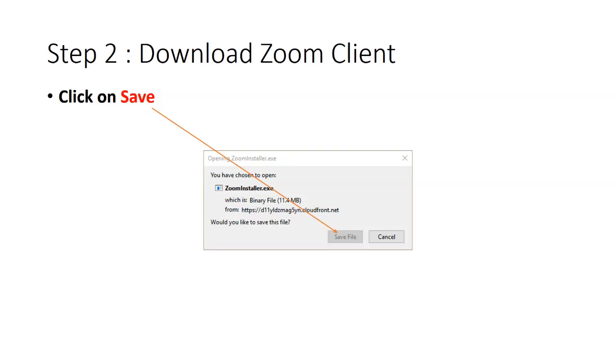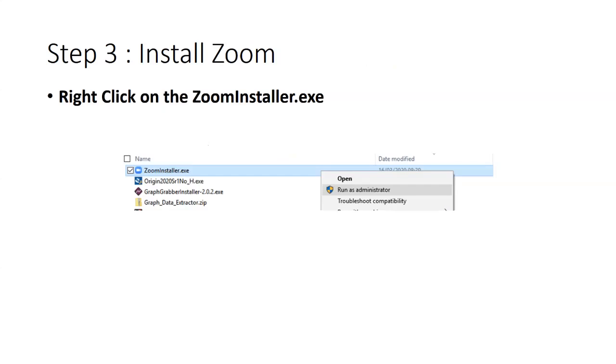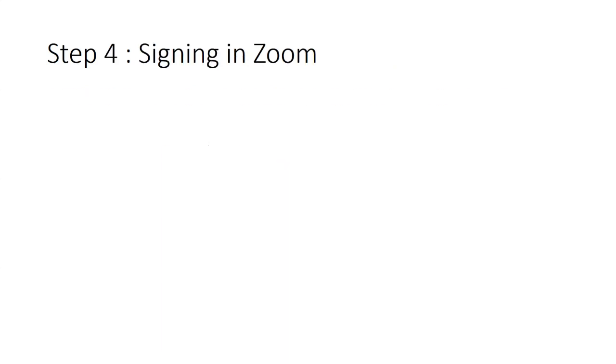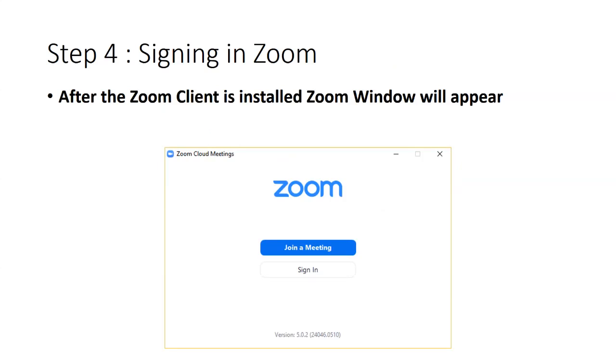Once the file has been downloaded, go to the downloads folder, right-click on the zoominstaller.exe and run it as administrator. Once you run it as administrator, it will just ask you once to give it permission in Windows operating system. And after that, it won't ask you any other prompts, and the setup will be installed in less than a minute. After the setup is installed, Zoom window will appear automatically, and it will ask you to either join a meeting or sign in. But because we don't have a meeting to join, we'll start by signing in.